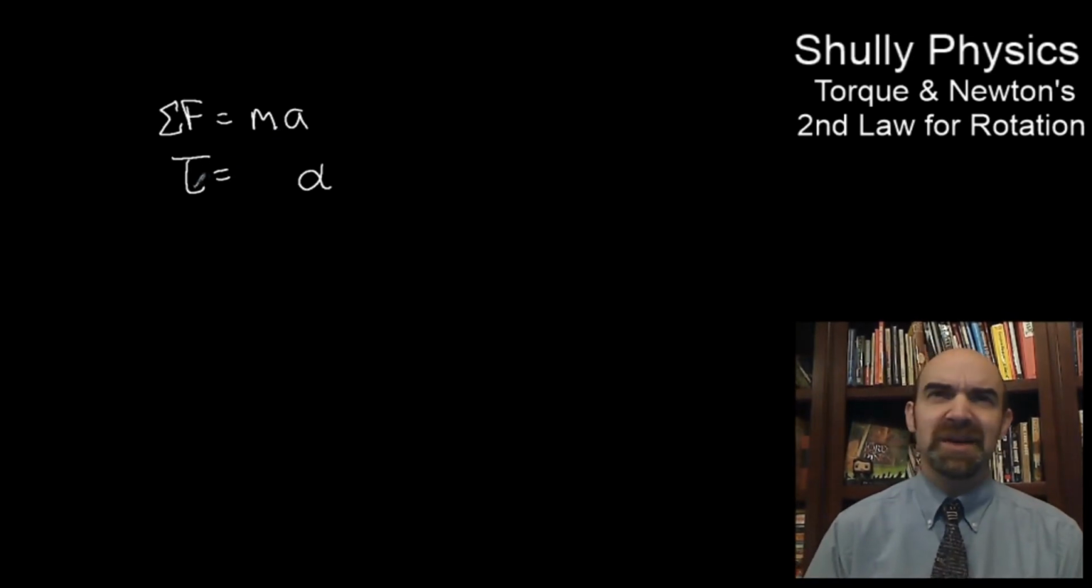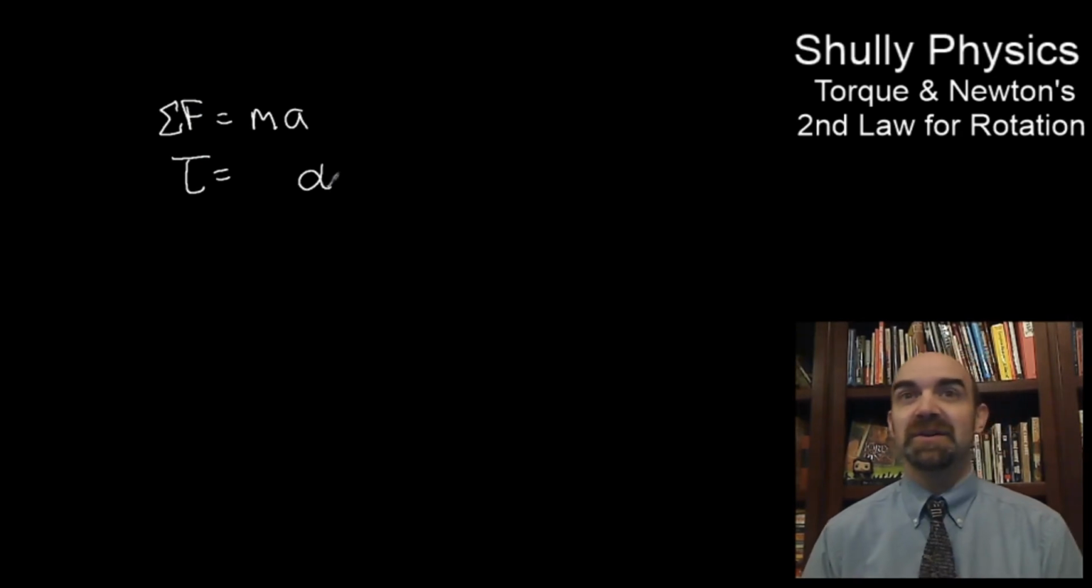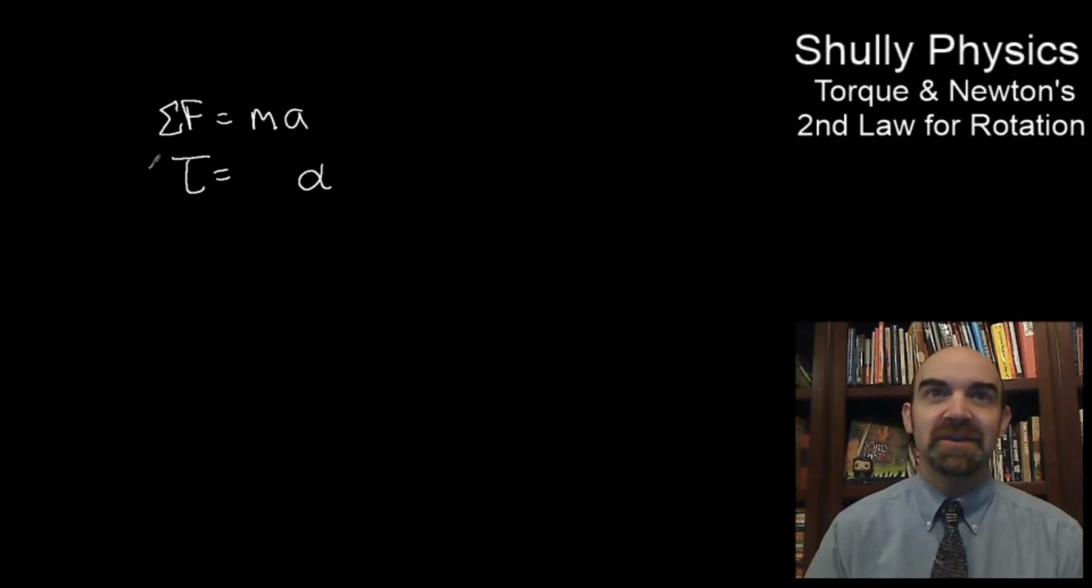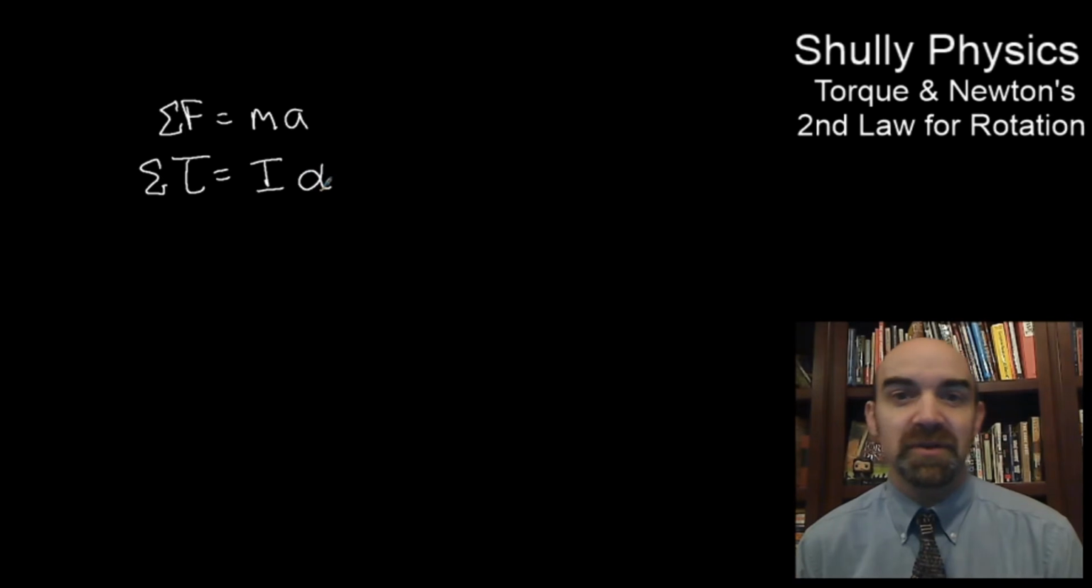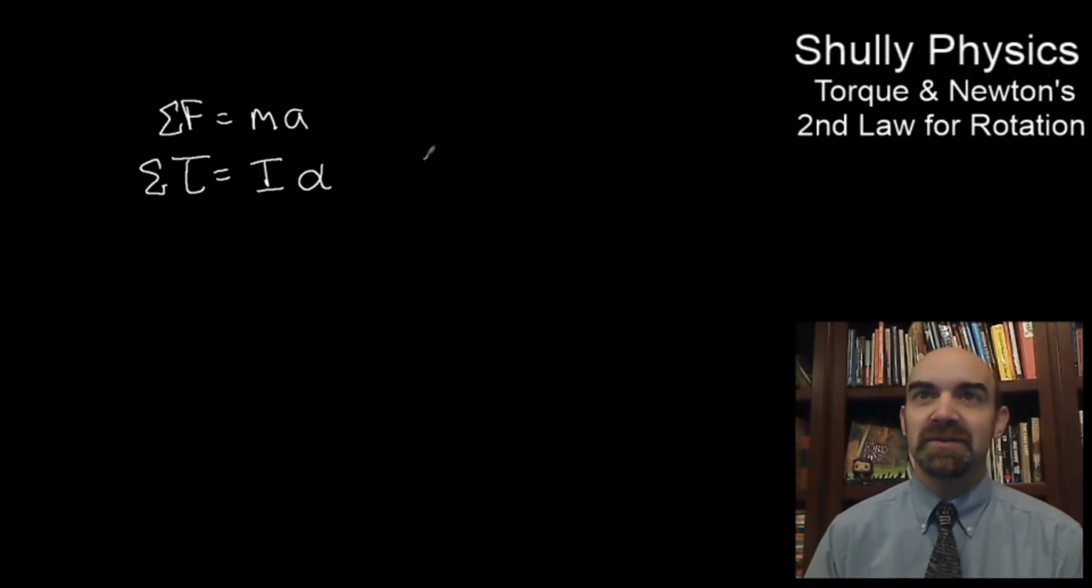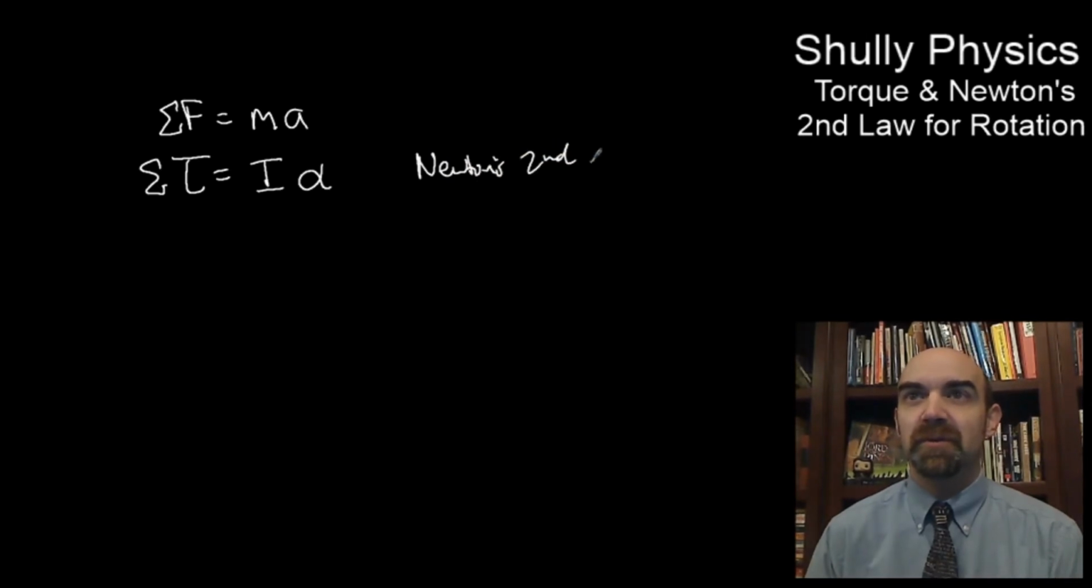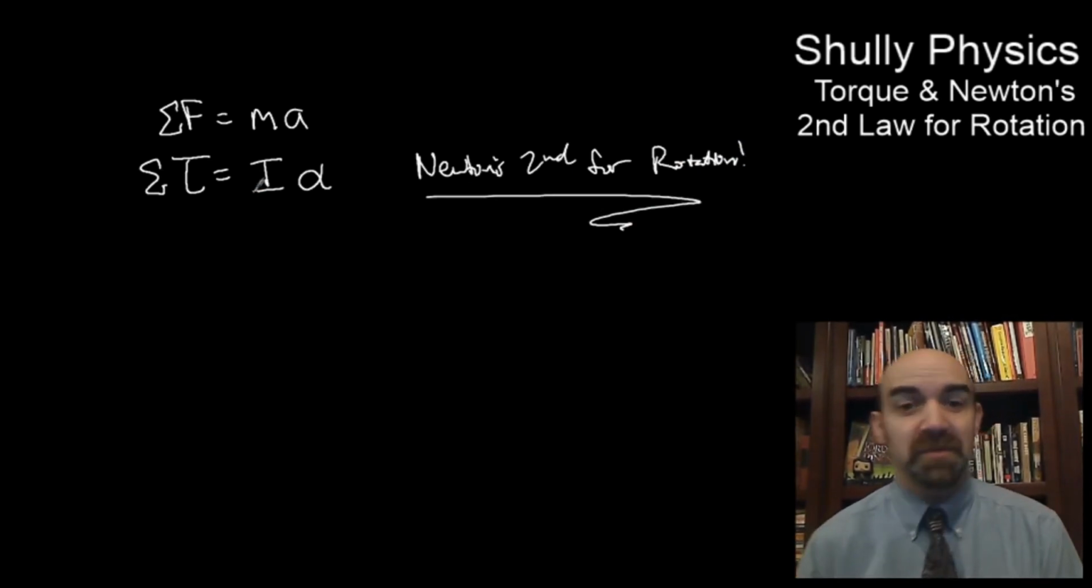Well, here we have torque is analogous to force, and angular acceleration is analogous to translational acceleration. So guess what? Sum of all the torques acting on a system is equal to rotational inertia of that system times its angular acceleration. So this is Newton's second law for rotation. This is F equals ma for rotation. Torque equals I alpha.